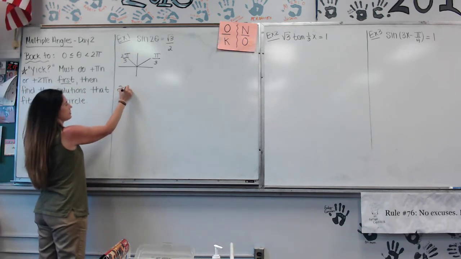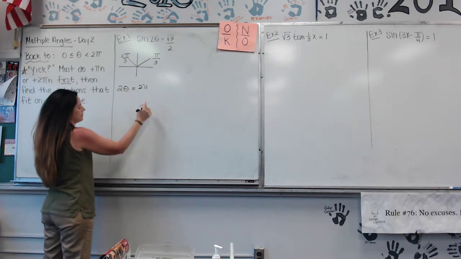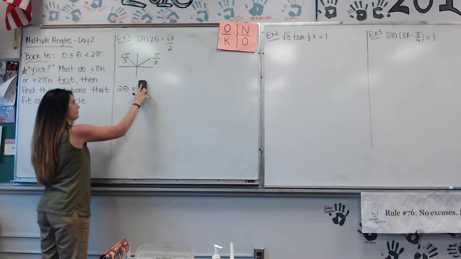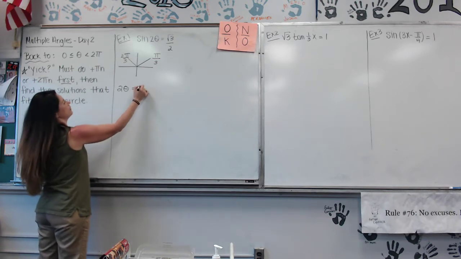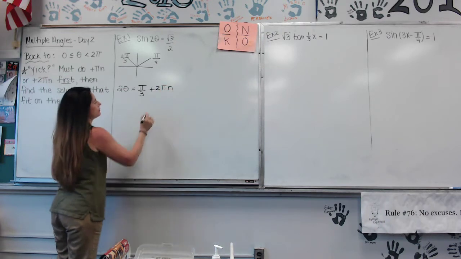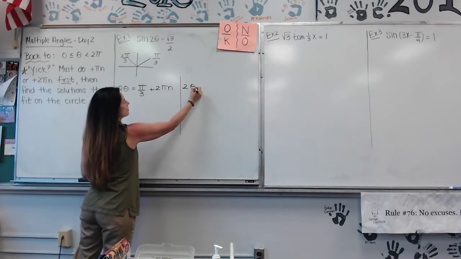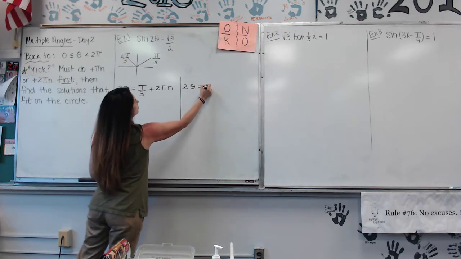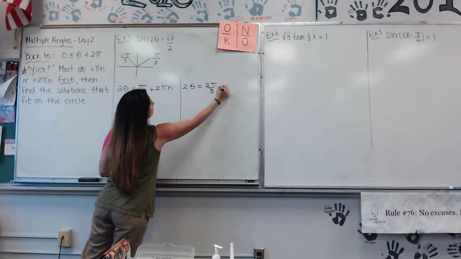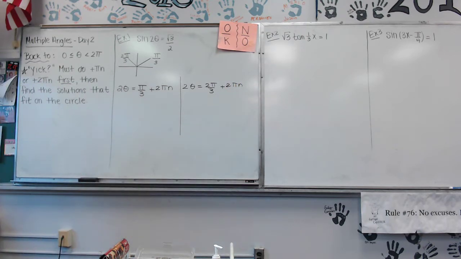The stuff inside, 2 theta, that's what we did on Friday, equals 2 pi. Actually, let me start with the pi over 3 one. Pi over 3 plus 2 pi n. And then I'm going to have a second answer, that's 2 theta, the stuff inside, equals 2 pi over 3 plus 2 pi n. Now remember, that's not your answer. You have to get what the theta is.